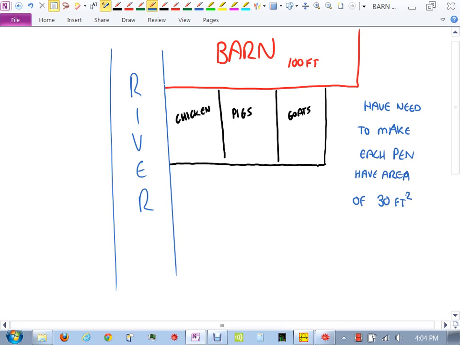Most of the pipes are round too, so it makes sense, but that's not usually it. All right. So the question that the farmer should be asking is, how can I make this happen and spend the least amount of money? So I need to buy the least amount of fence, right?